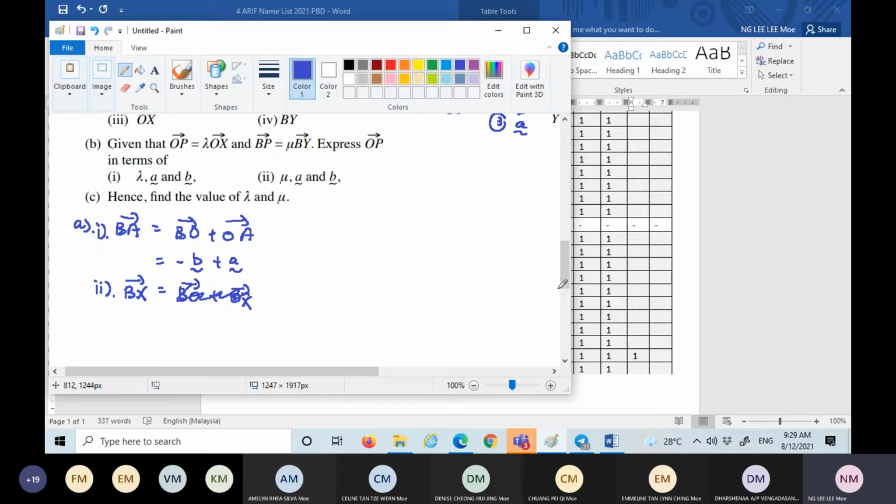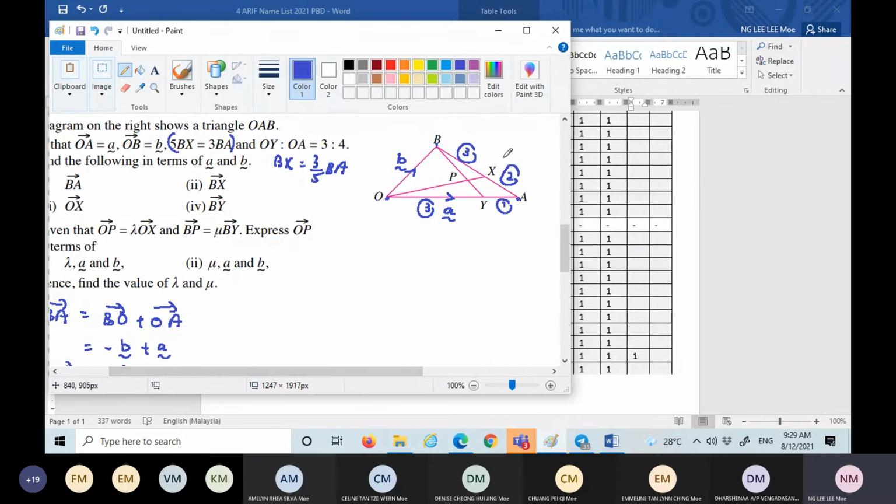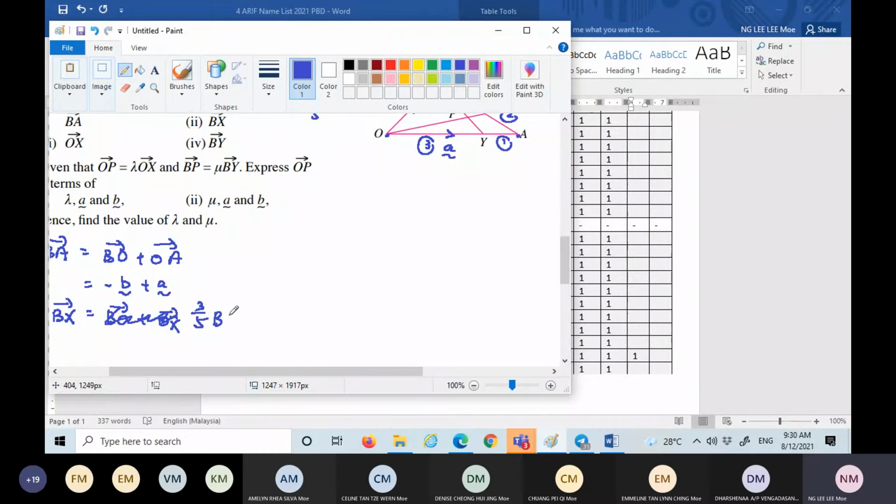Just now I said, use the information given here. So you see, BX is actually equal to 3/5 of BA. But here you have to be careful because this is not a vector, this is the length. If you write in vector form, you have to check that they are in the same direction. BX this way, BA this way, same direction. Then you put the vector sign, then you can use it. So BX is equal to 3/5 of BA.